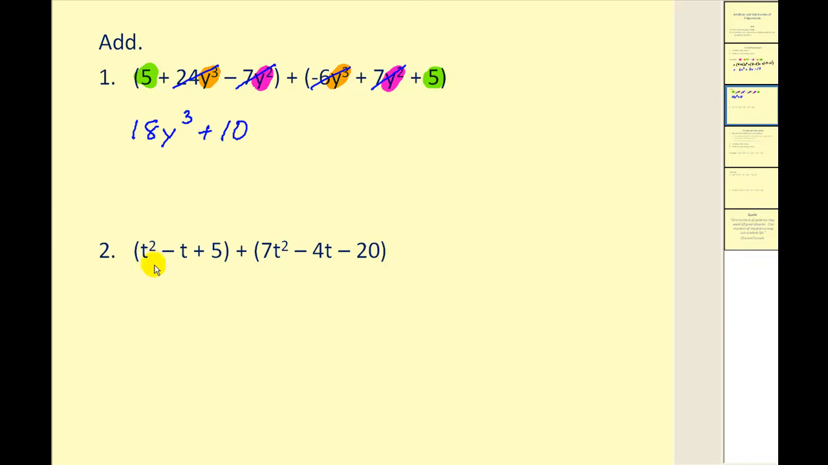Now you can add polynomials in the vertical format instead of horizontally. Let's go ahead and do our second example that way. So we line this up such that we would have t squared minus t plus 5 plus 7t squared minus 4t minus 20.